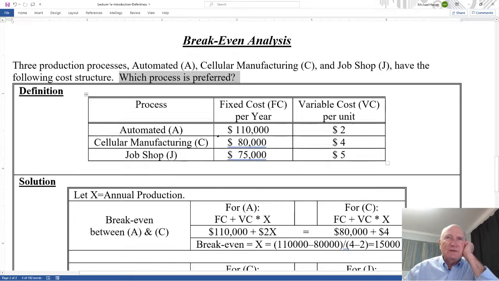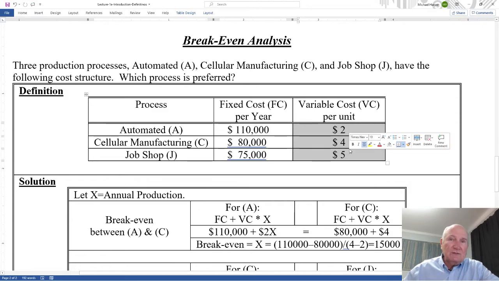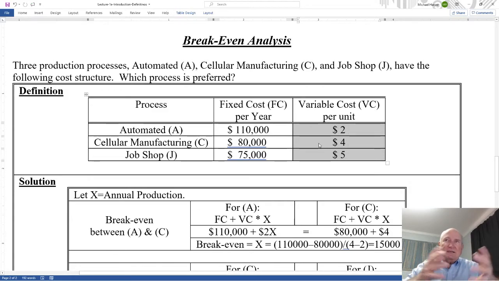Well, suppose we had this information. Here are the three processes. The fixed cost is $110,000 per year, $80,000, and $75,000. The variable cost is $2, $4, and $5 per unit produced. That's how much it costs to produce a unit. Now, I'm simplifying this just to illustrate break-even analysis, but this form of break-even analysis is extremely common.